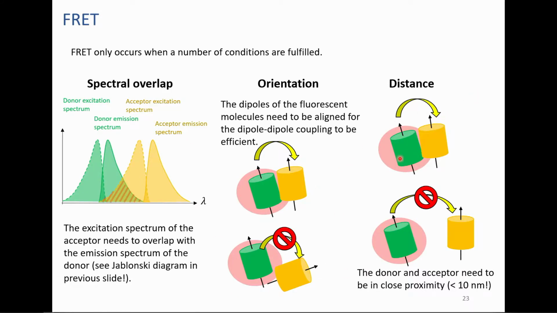And finally, and most importantly, the distance must be right. This process only occurs when the molecules are within 5 or 10 nanometers from one another, or let's say less than 10 nanometers, definitely. Beyond that, the signal becomes so small that you can ignore it, and that's actually why it works. It reports only on these very short distances. As soon as the molecules come apart, the process doesn't take place.